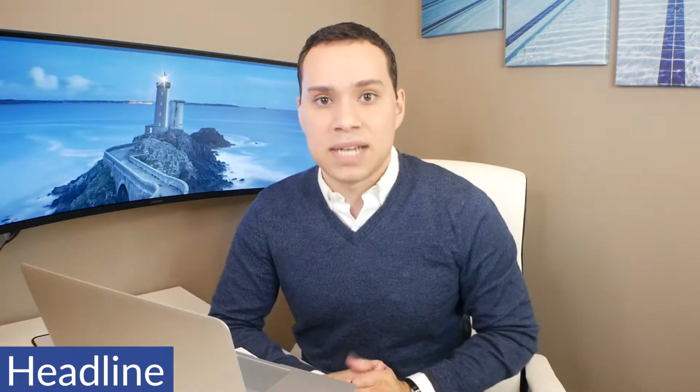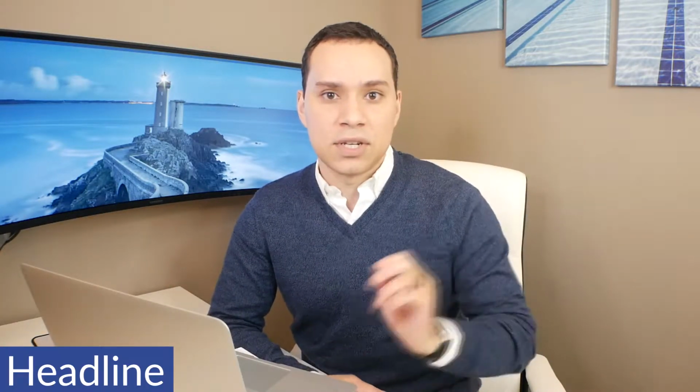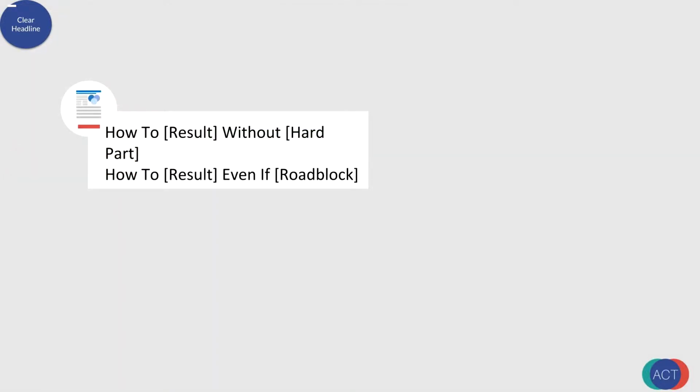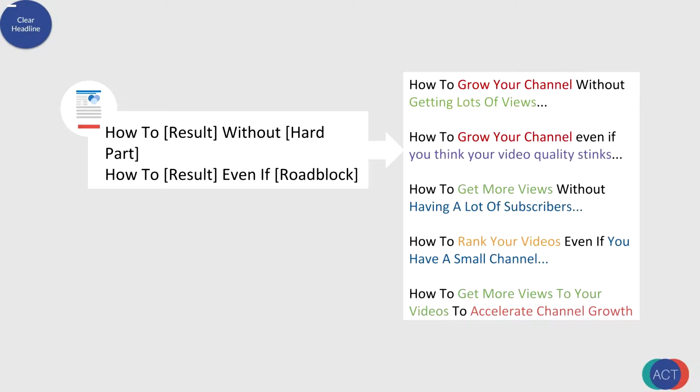So we have 2 examples here, very basic headlines that you can use for yourself. This first one is from Neil Patel, and it's for his organic growth webinar. His headline is: how to generate 195,000 visitors a month without spending $1 on ads. And this formula, how to, result, and then without hard part or roadblock, is something that you can use for yourself. It's a very common headline formula that is just proven to work.